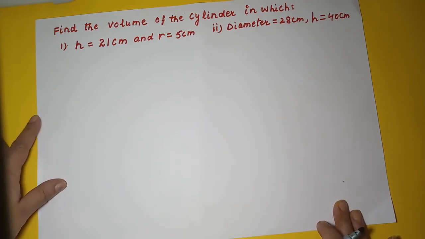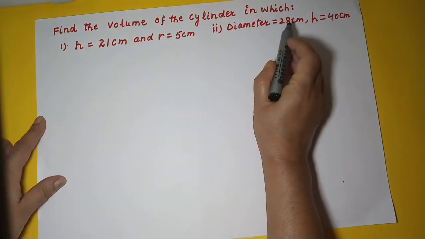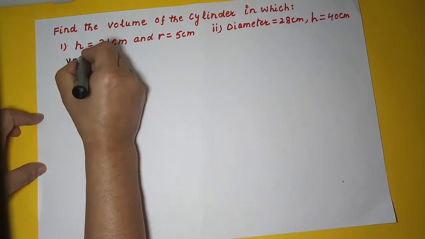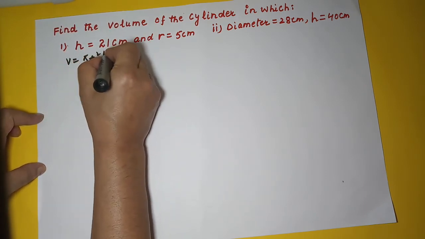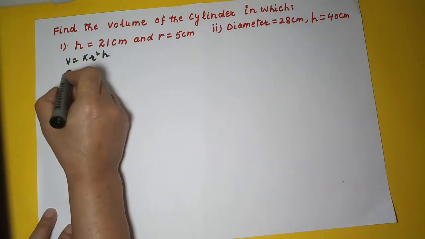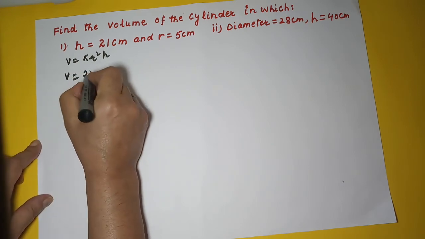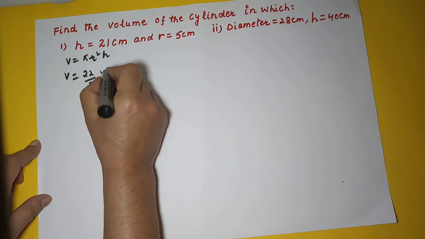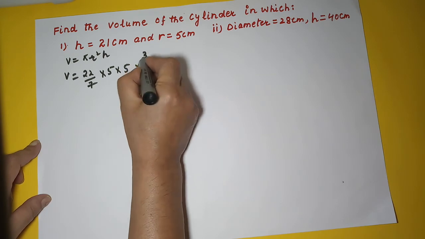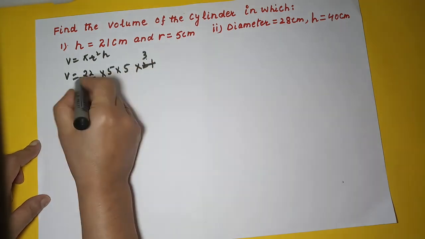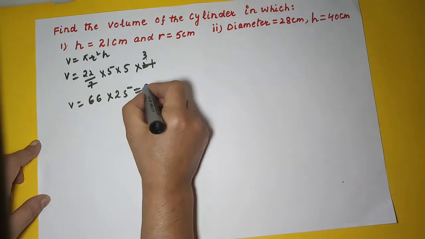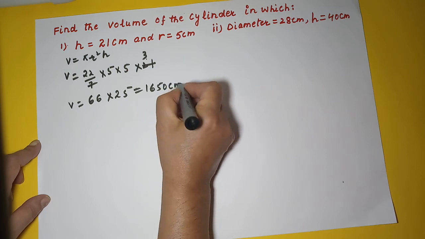In this case, you are going to find the volume of the cylinder and your H and R is given. So we know the formula for finding the volume of a cylinder. It is pi r square H, right? So H is also given and R is also given. So we will substitute the values. 22 by 7 into R is 5 into 5 into 21. So 7 3s are 21. So your volume is 3 into 22s are 66 into 25. So that is 1650 centimeter cube.